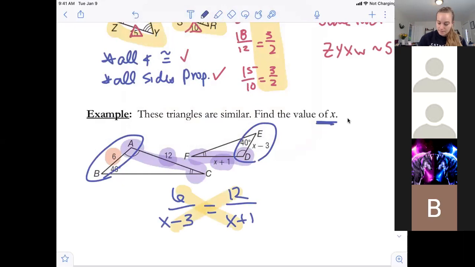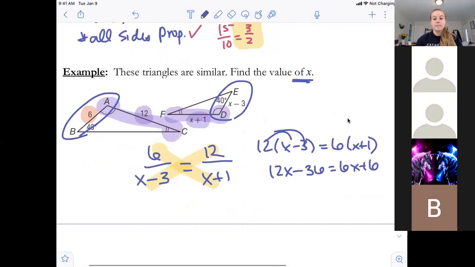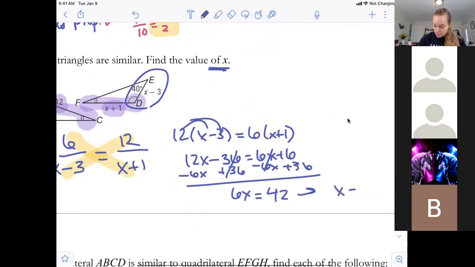All right, cross multiply. 12 times X minus 3 equals 6 times X plus 1. Distribute, I get 12X minus 36 equals 6X plus 6. Minus 6X from both sides, and at the same time I'm going to add 36, so I don't have to worry about that later. That gives me 6X equals 42. Easy division, X is going to equal 7.